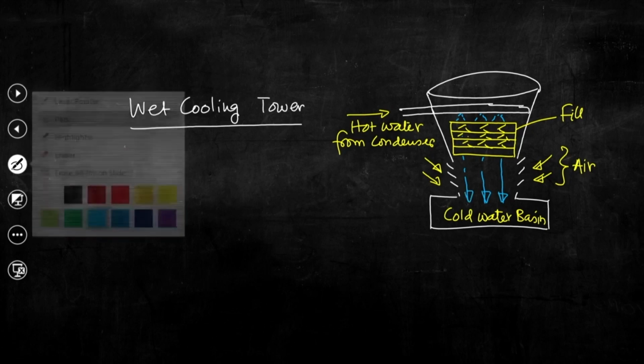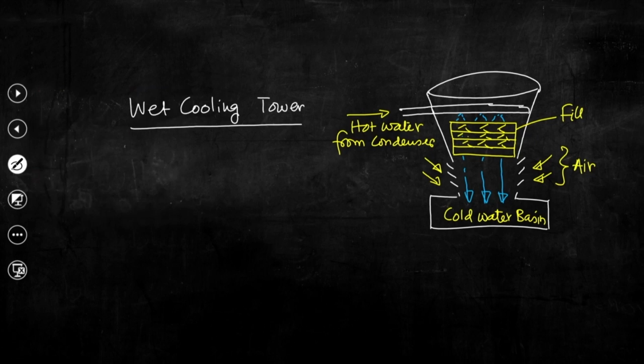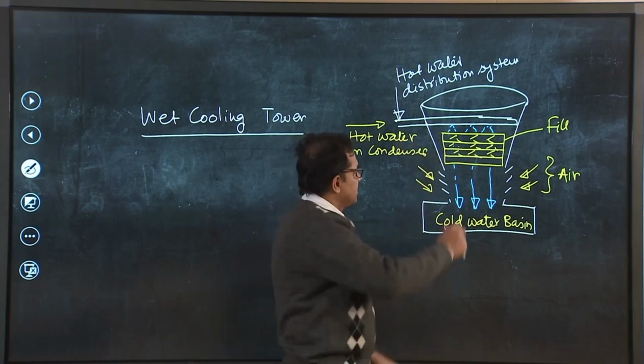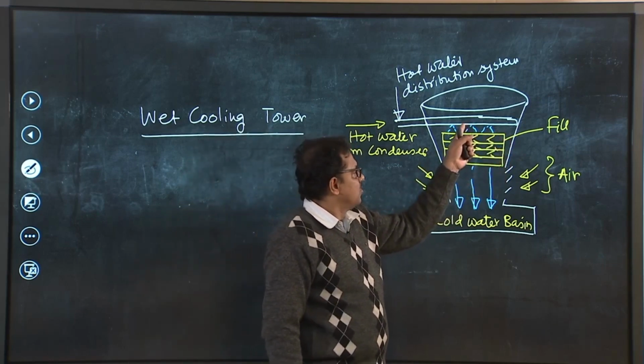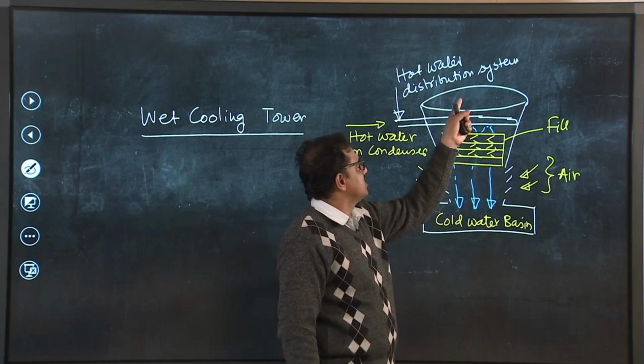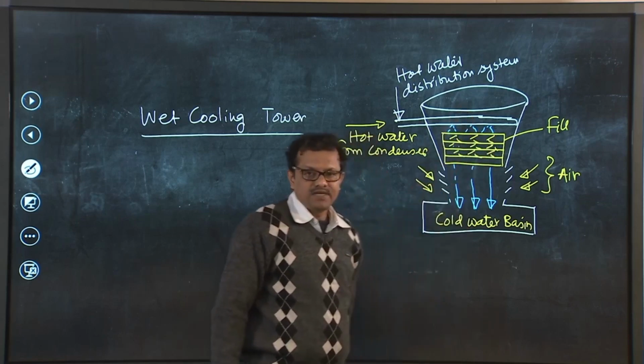So, what you can see from the schematic depiction is that, this is a wet type cooling tower, this is the hot water distribution system. So, this hot water distribution system sprays water over this particular arrangement, and in this arrangement we can see a few bars are layered horizontally, and between two consecutive bars there is a gap, and these bars are known as fill.